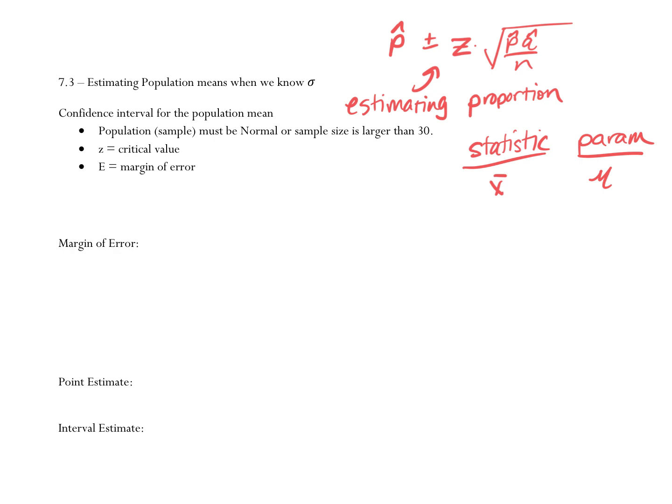Now my margin of error looks a little bit different. It is going to be z times sigma over the square root of n. Remember that sigma is the population standard deviation.